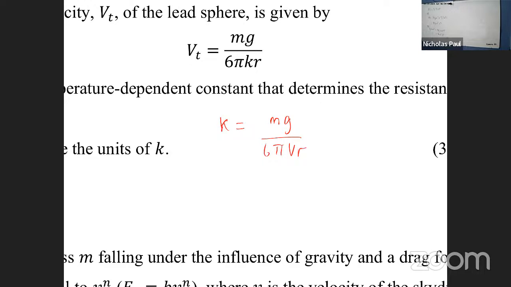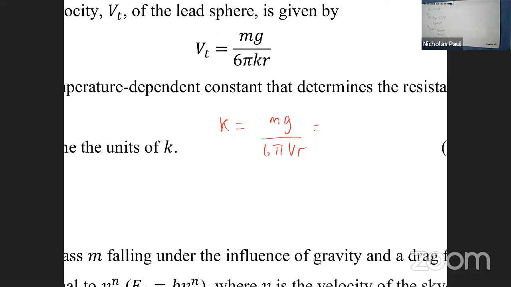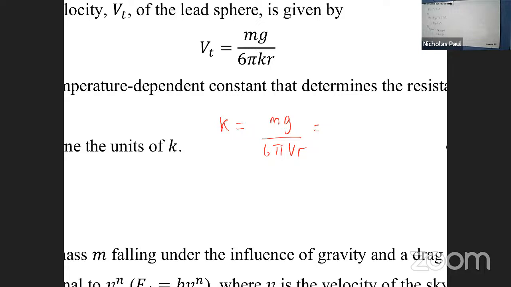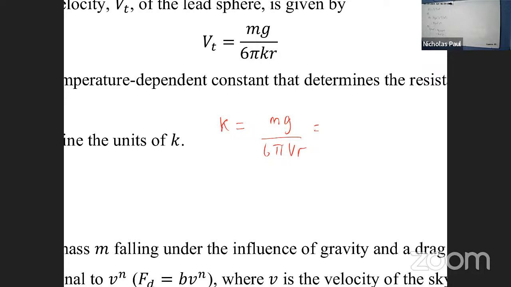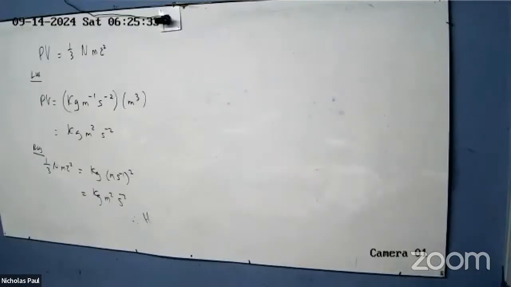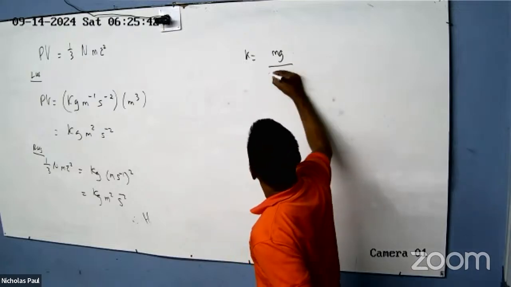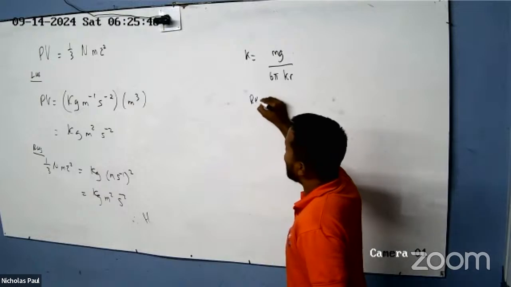That's okay? And m is mass. So K is equal to mg over 6 pi VR. Focusing on the right hand side, units only.